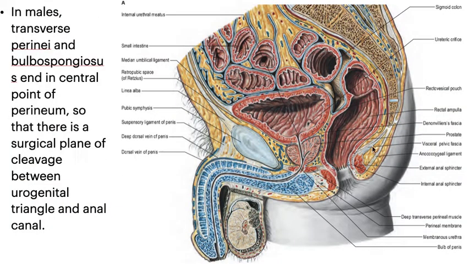In males, the transverse perineal muscle, the bulbospongiosus, ends in the central point in the perineum so that there is a surgical plane of cleavage between the urogenital triangle and the anal triangle. So there is no merging of muscles. There is a separate surgical plane of cleavage between the two triangles in case of males.